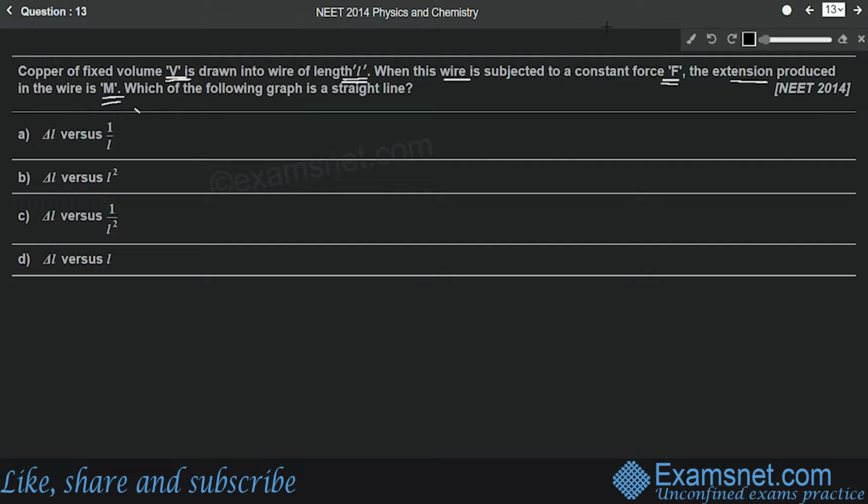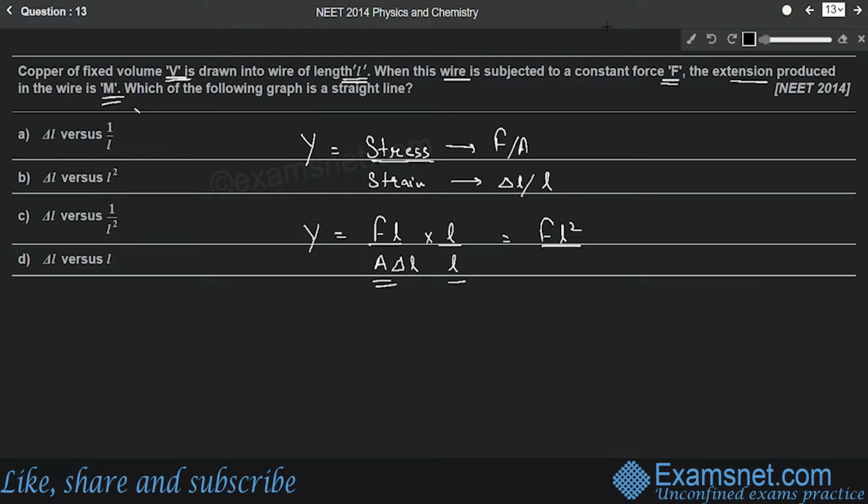Okay, so we know that the Young's modulus is equal to stress upon strain, right? Now stress is equal to force per unit area and strain is equal to change in length upon the original length. So on putting these values, Young's modulus will be equal to F into L upon A into delta L. Now we can write it in terms of volume by multiplying and dividing both sides by L. So it will become F L square, and this side area into length will become volume. So volume into delta L.